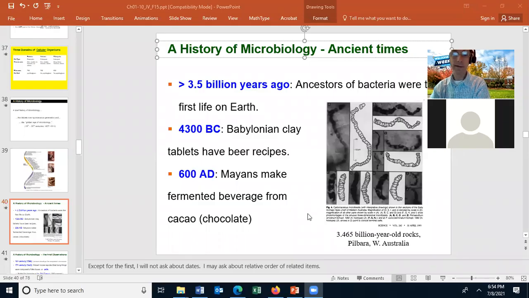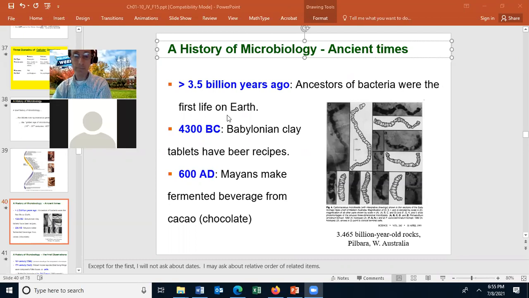All right. So, over 3.5 billion years ago, there's the ancestors of the first bacteria that were seen on Earth as a fossil. And that was the first event, you could say, in the history of microbiology. Although this is a little bit before microbiology, and that's the only date you need to know. I will refer to all these others with a date, but you don't need to know the date.